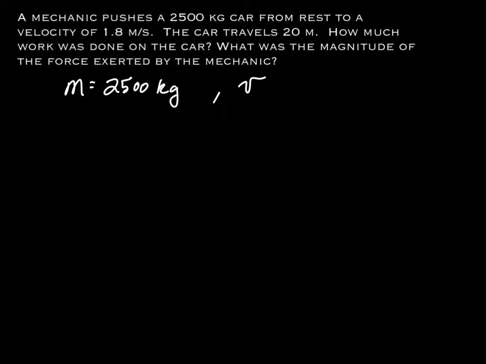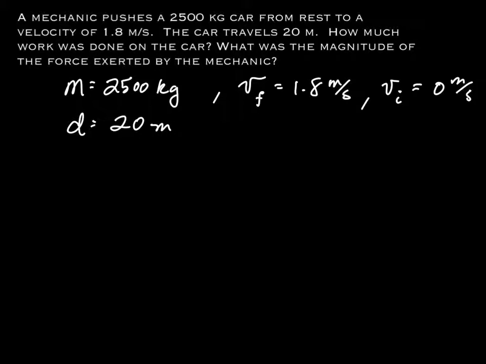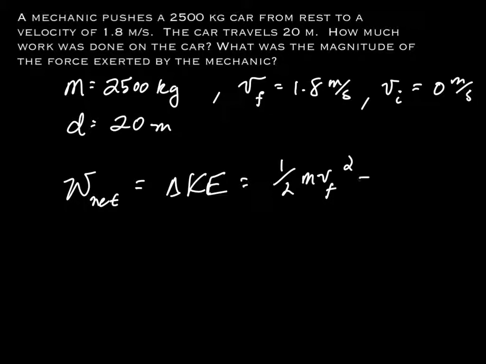We're also given a final velocity, because we're told that this car starts from rest. Okay, so our final velocity is 1.8 meters per second, and our initial velocity is 0 meters per second. And we're also given a distance of 20 meters. So our first job is to find how much work was done on the car. So using our work energy theorem, work net is equal to a change in KE. We can say that 1/2 mv final squared minus 1/2 mv initial squared.